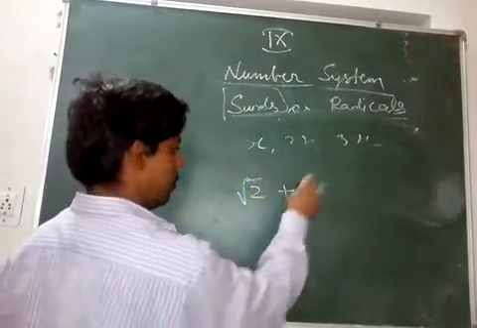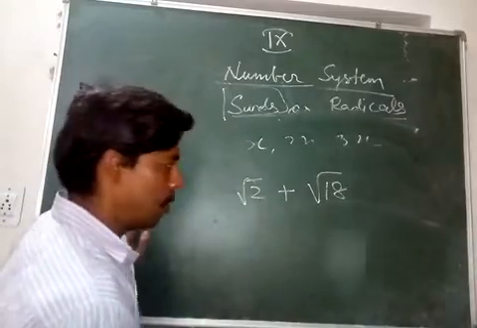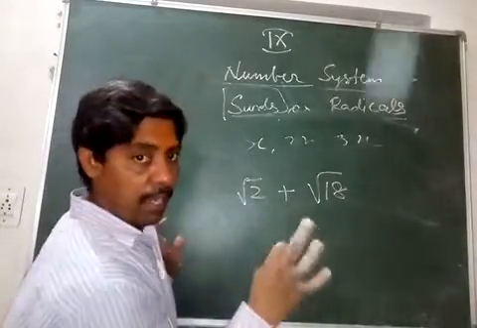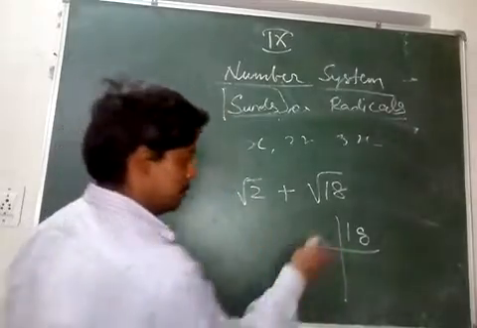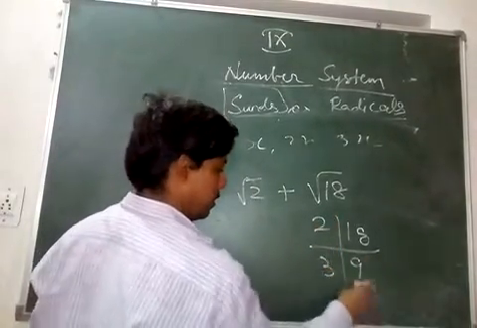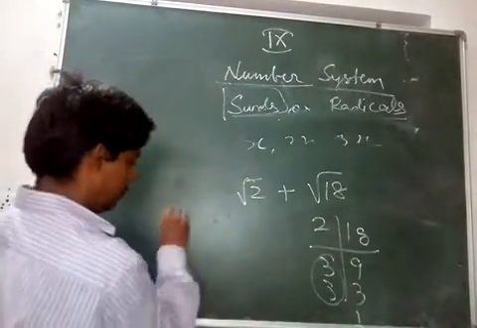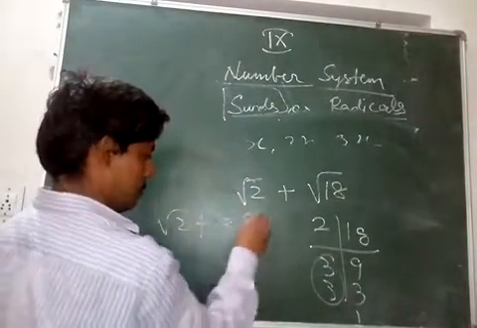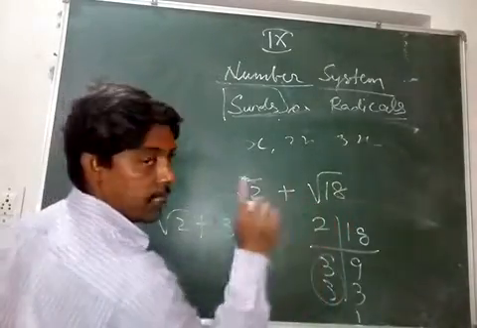Okay, sometimes to add them you will have to convert this into a mixed term. For example, root 2 plus root 18. So you will have to check whether this can be added or not. Now of course they are looking like unlike, but first you will have to check the prime factors of 18. So the prime factors of 18 is what? 2, 9, 3, 3, 3, 1. So we can take 1 3 out. So root 2 plus 3 root 2. This is 3 root 2 because 3 is out and root 2 remains inside.